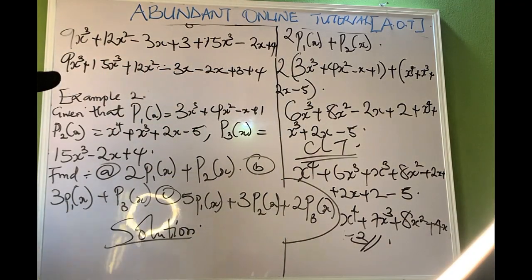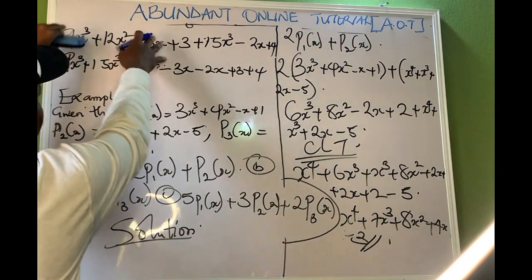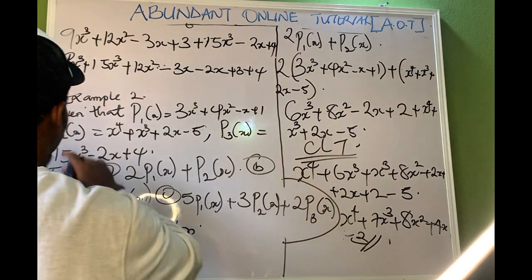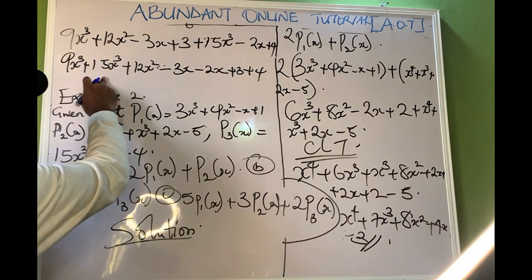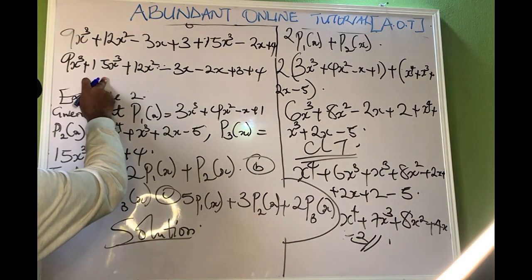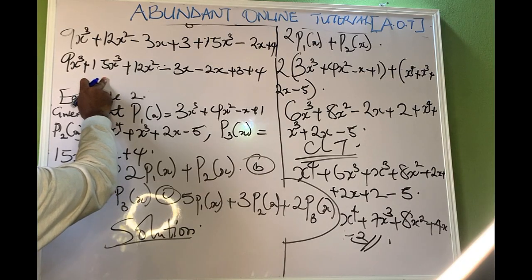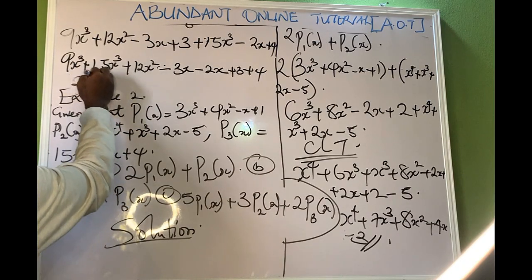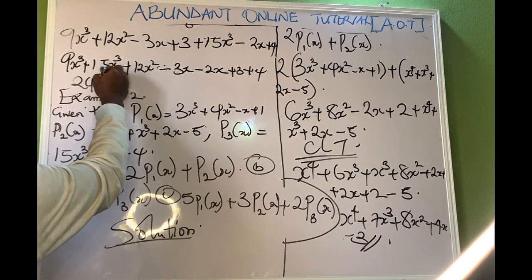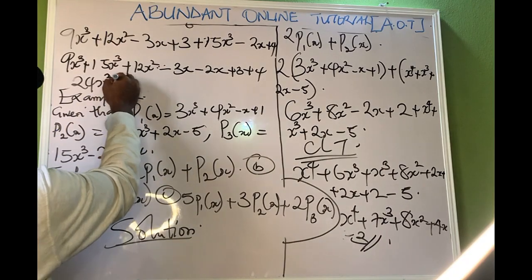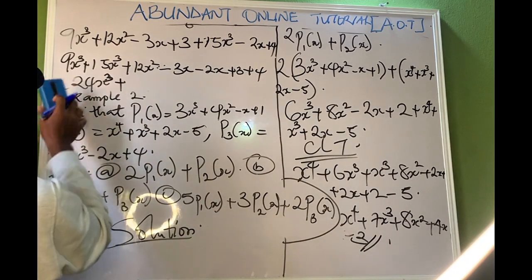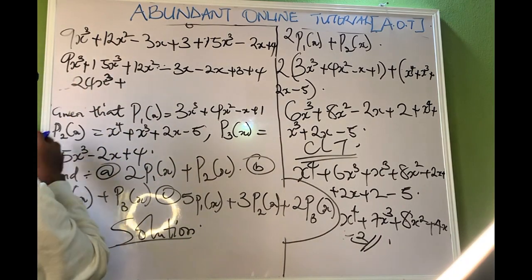I'm counting so that you can know that the number of terms we have here is equal to the number we have here. So 9 plus 15 is 24, right? That would be 24x cubed, all right?